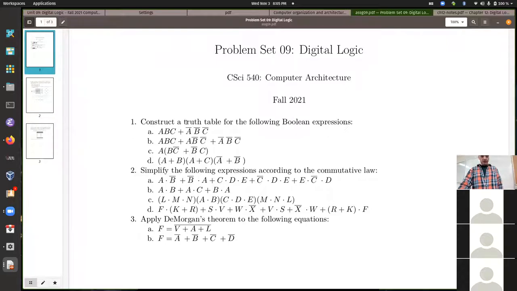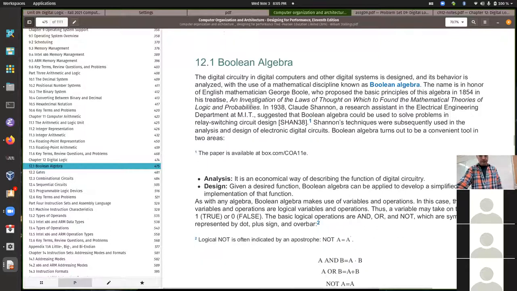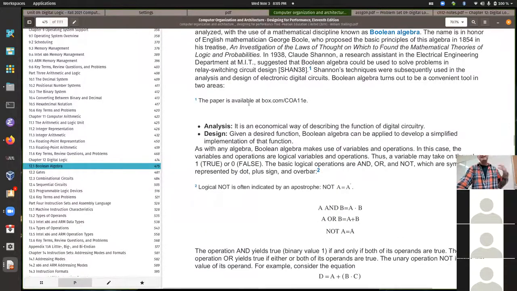So I hope that the first one will be a bit of a warm-up, but maybe we can show an example of this. So truth tables are kind of the basic building blocks, okay? I mean, we can represent a digital circuit in multiple ways, right?